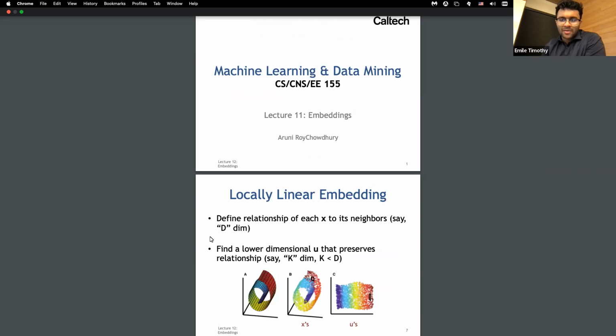And then we spoke a bit about embeddings. So for a locally linear embedding, you can define the relationship of each x to its neighbors, say d dimensional. You find the lower dimensional u that preserves the relationship. So say k dimensional, where k is less than d. And usually the question is, can you embed onto a higher dimension? Can you embed into a smaller dimension?